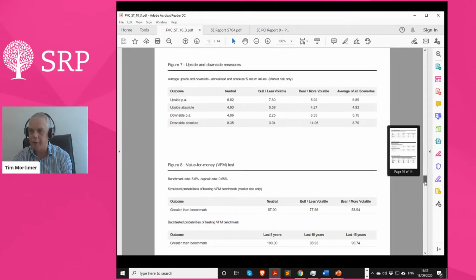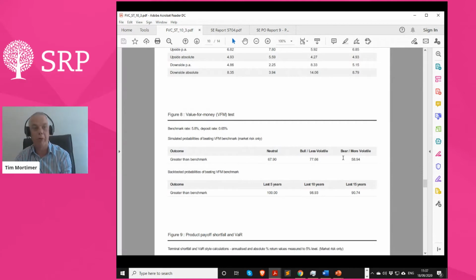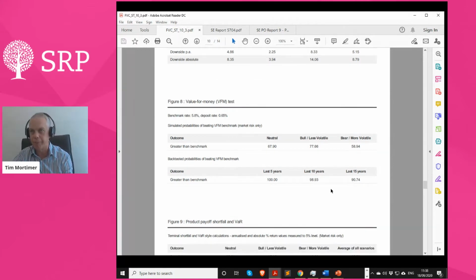Okay, so there are other figures which people typically look at. One quite important one, which is popular in the UK, is the value for money test, which sets a hurdle rate appropriate to the risk level of the product and asks what's the chance the structured product beats that hurdle. Generally it's taken that if it's more than 50% across most of these 6 numbers, then that's a good outcome. As you can see, these are all comfortably above 50%, so it would pass this value for money test.